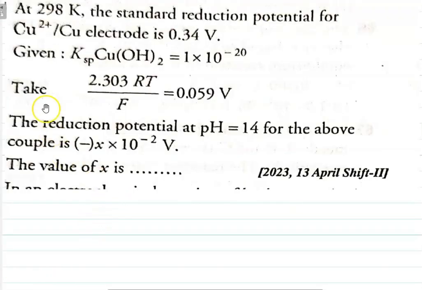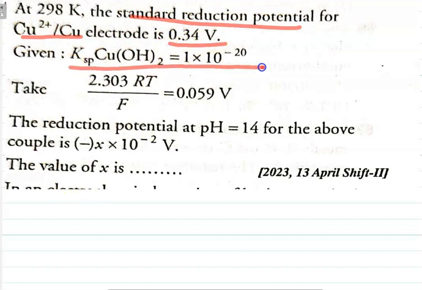One last question, one more type of question. At 298 kelvins, the standard reduction potential for Cu plus 2 to Cu is 0.34. Standard reduction potential, that means E naught of Cu plus 2 to Cu is given. Ksp is given. Ksp indicates the solubility product. The solubility product is given, and take 2.303 RT by F as 0.059, this we know anyway.